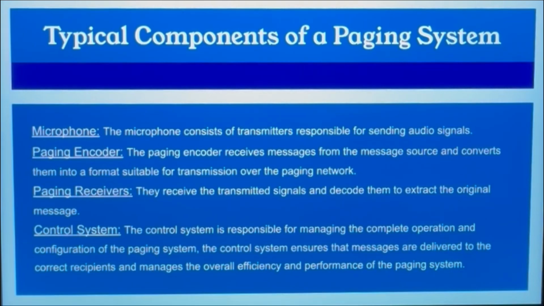Typical components of a paging system. The microphone consists of transmitters that are responsible for sending audio signals. The paging encoder receives messages from the message source and converts them into a format suitable for transmission over the paging network. Paging receivers receive the transmitted signals and decode them to extract the original message. The control system is responsible for managing the complete operation and configuration of the paging system. The control system ensures that messages are delivered to the correct recipients and manages the overall efficiency and performance of the paging system.